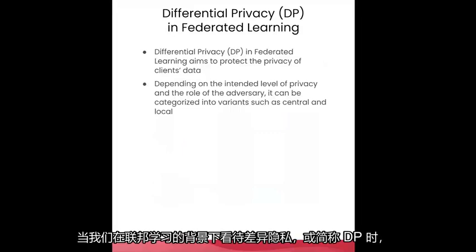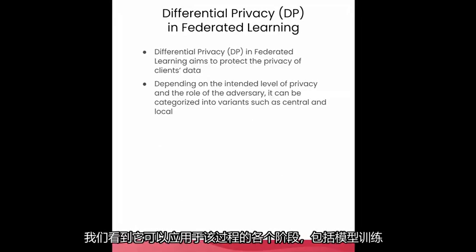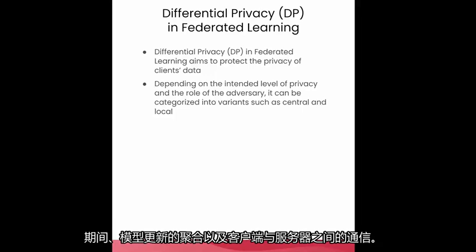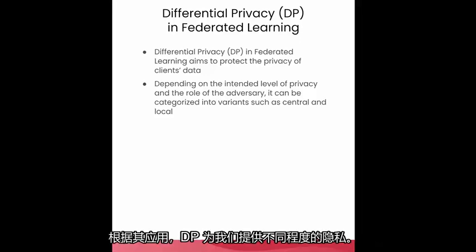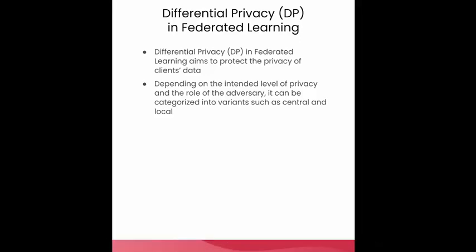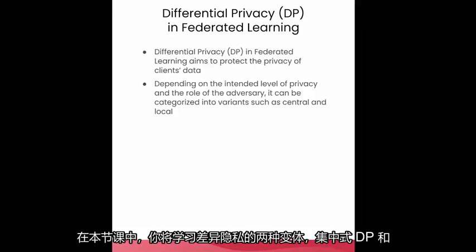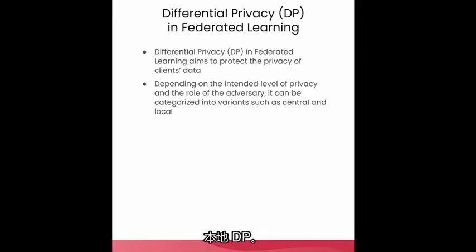When we look at differential privacy, or DP for short, in the context of federated learning, we see that it can be applied at various stages of the process, including during model training, aggregation of model updates, and communication between clients and the server. Depending on its application, DP provides us with different levels of privacy. In this lesson, you will learn about 2 variants of differential privacy: central DP and local DP.